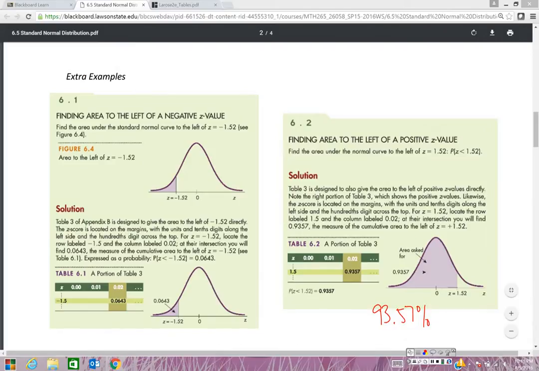Alright, so this concludes the video on how to find the area of a normal curve to the left of some specified z value. In the next video, you're going to learn how to find the area to the right. So that's a little bit different, a little extra stuff going on there. But how do you find the area to the right of a z value?